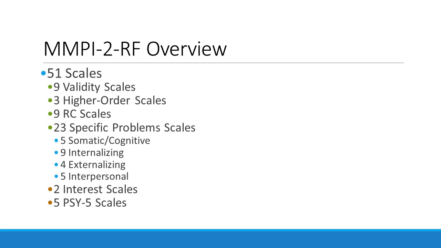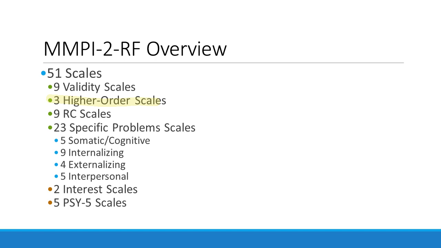So the MMPI-2-RF has 51 scales. 9 of these scales are so-called validity scales that are meant to assess various forms of response bias, like inconsistent responding, indiscriminate, fixed responding, over-reporting, and under-reporting. The remaining 42 MMPI-2-RF scales measure substantive clinical content, and they're organized in a hierarchical fashion. So we have the higher-order scales on top of the interpretive hierarchy. These measure broad-based, pervasive forms of psychopathology in the domains of internalizing, externalizing, and thought dysfunction.